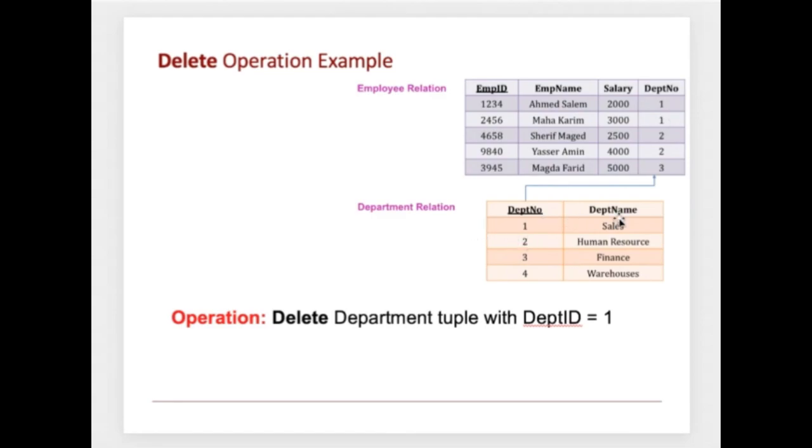When we delete a record from here with department number 1, then 1 will not be here anymore. What about this foreign key? Foreign key says that these values must be present in the parent table. If the foreign key values are not present in the parent table, those become invalid. So these two records will become invalid.